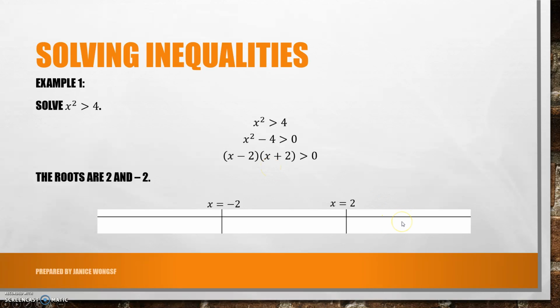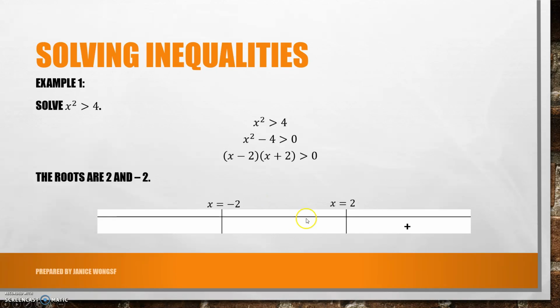So now I substitute x equals to 3 into this expression. 3 minus 2 is 1, times 3 plus 2, which is 5. I get 1 times 5, right? Which is 5. It's a positive value, so I place a positive sign here.